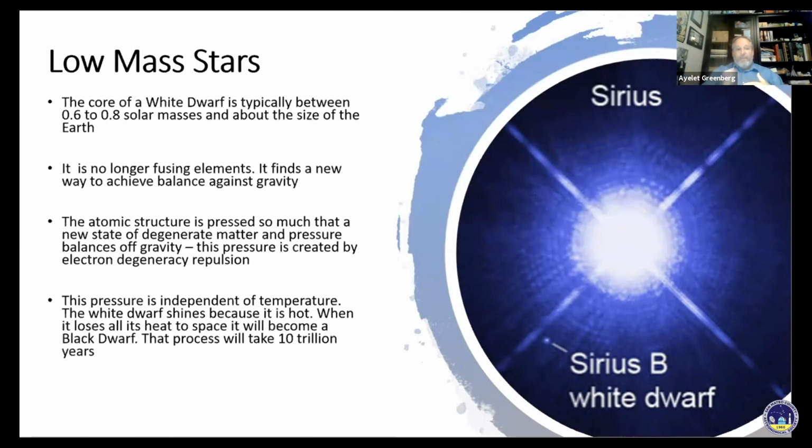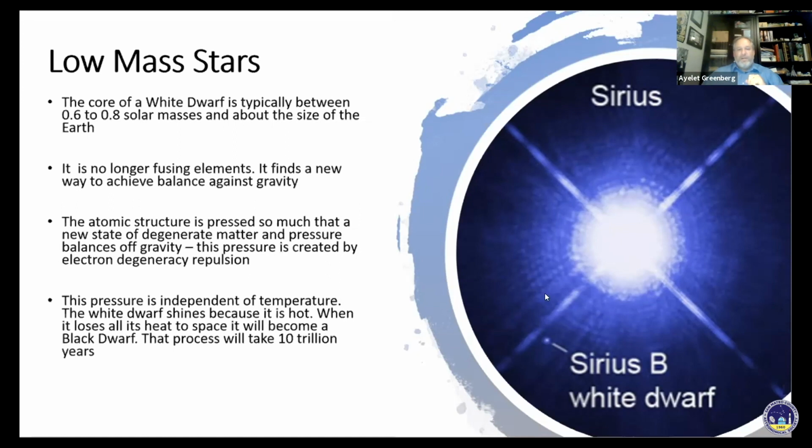But because, again, that process is so long, black dwarfs in today's universe are a theoretical object. They don't exist yet. They haven't been born yet. We haven't had a white dwarf that has lived long enough to cool off and go black.